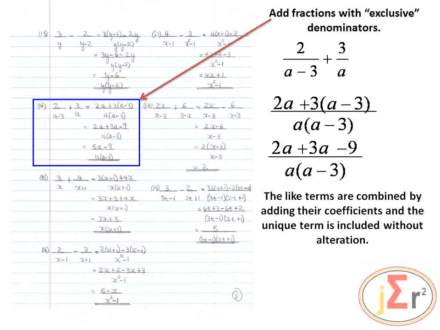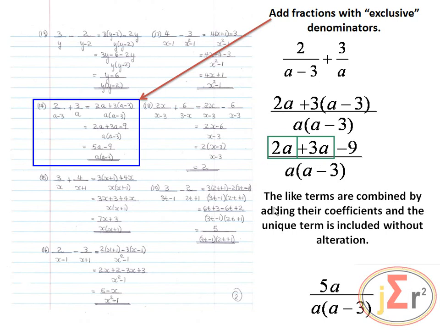The like terms are combined by adding their coefficients, and the unique term is included without alteration. So what about those terms? The like terms, those two, are combined by adding their coefficients. No problem with these coefficients. Coefficient of 2, coefficient of 3. Add them together, we have 5. So 5a is our answer, and we are finished.